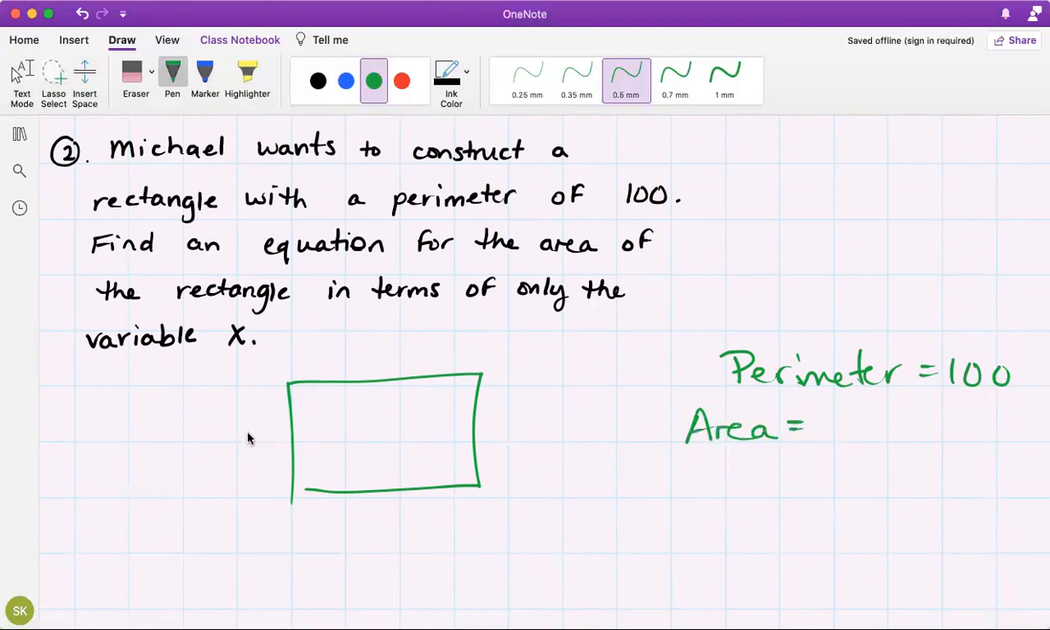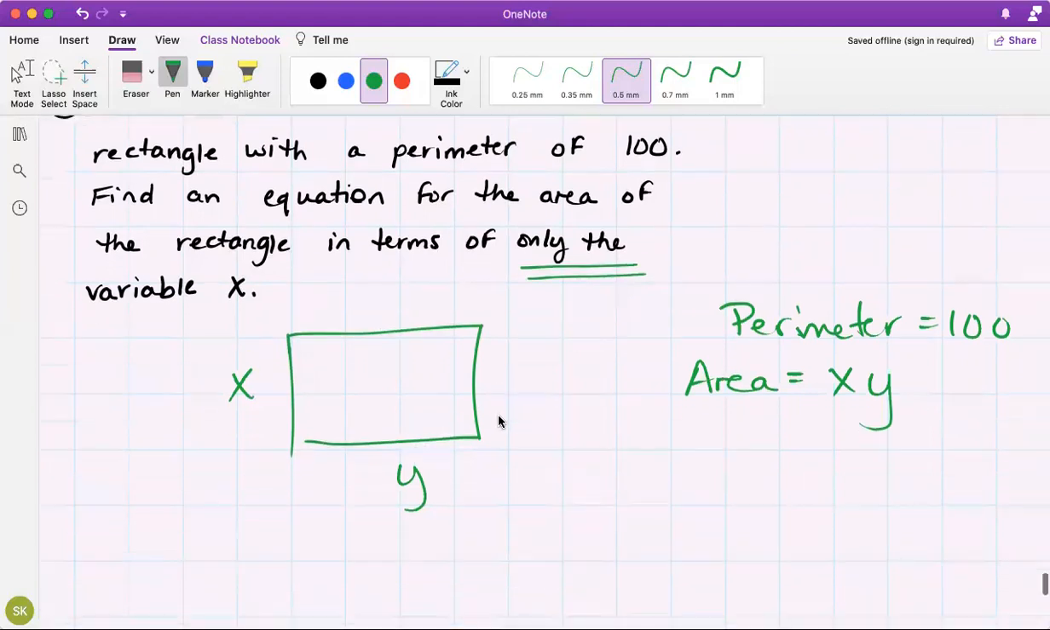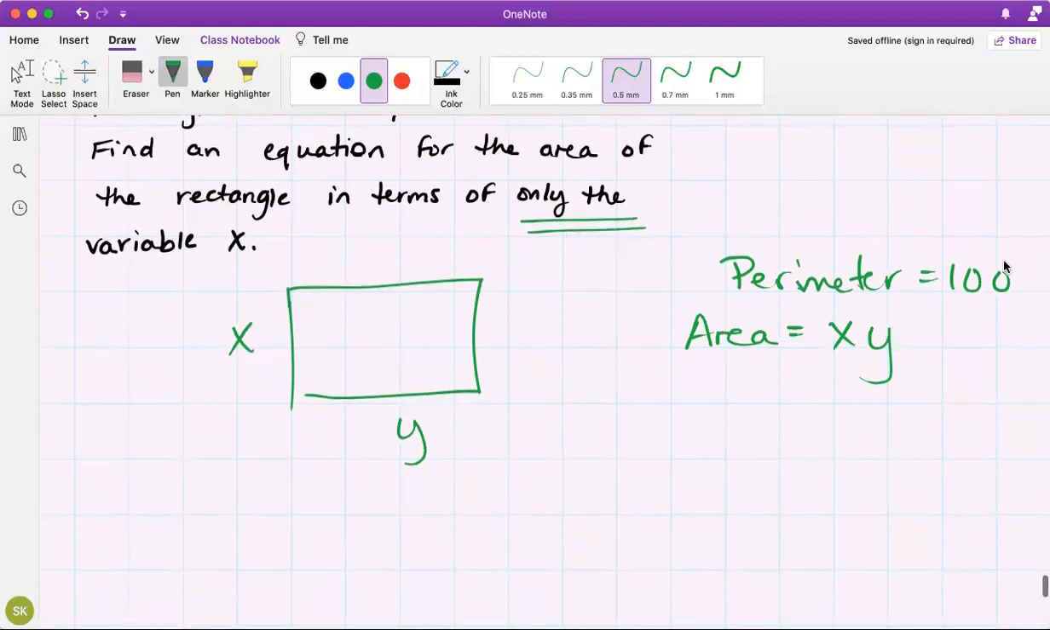Well, let's label two of the sides. Let's call this side x and this side y. And it doesn't really matter which sides you call what. Well, we know area is x times y. That's the equation for a rectangle. It's always length times width. But I only want the variable x. So to get rid of the variable y, I have to use the fact that the perimeter is 100.